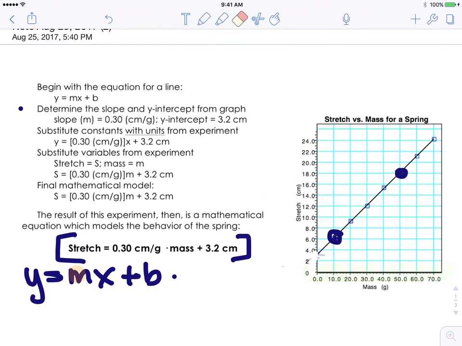I know that's tricky to see, right? Typically when we're doing this, it's going to be a little bit easier to see, or maybe I'll even give you the y-intercept. So don't be too concerned with that part. You'll usually be able to see it.